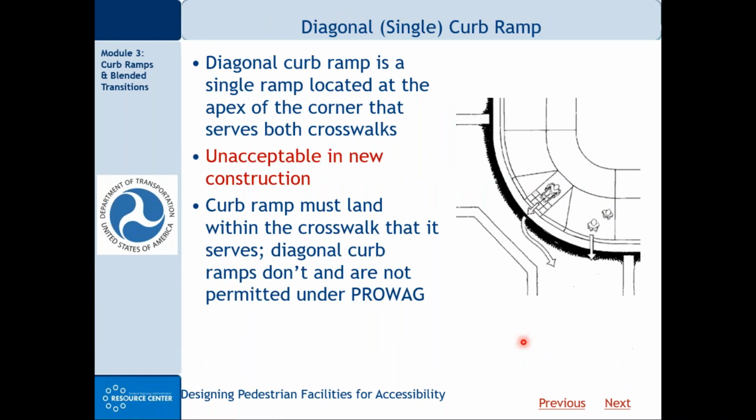Notice I have not mentioned the single diagonal ramp, and that's because, as I've highlighted in red here, under PROWAG, we should no longer be building single diagonal ramps. They may be okay in alterations if it's technically infeasible to use one of the other three types of sidewalk to street transitions, but we should not be building any more new single diagonal ramps. And you can see curb ramps need to land within the crosswalk that they serve, and diagonal ramps don't do that, and so are not permitted.